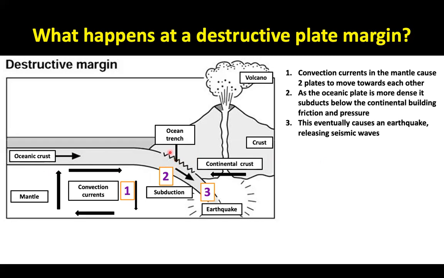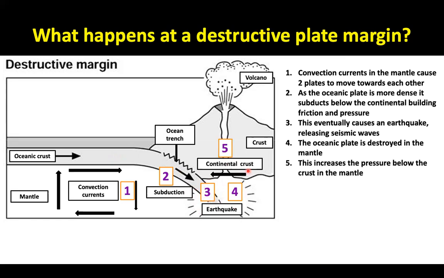The friction is eventually released as an earthquake, and this releases something called seismic waves. You'll find out more about them in just a moment. As the oceanic plate continues to move into the mantle, it ends up being melted because of the heat in the mantle, and it gets destroyed. Over time, the pressure down here in the mantle builds up, and eventually the magma will rise up through the crust. It will find a gap in the crust, will rise up through, creating a volcano.